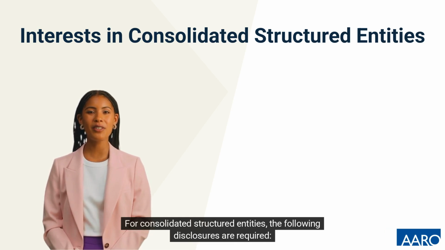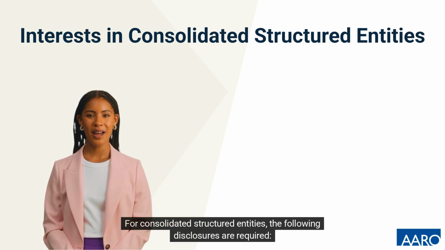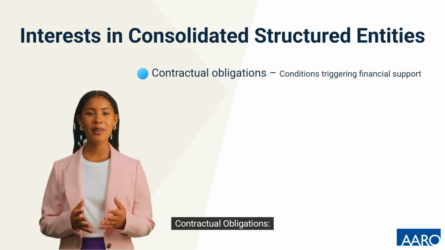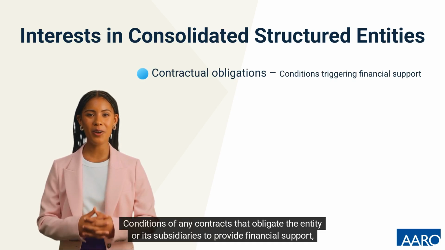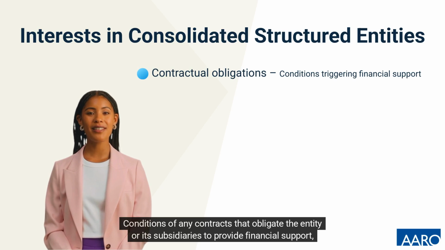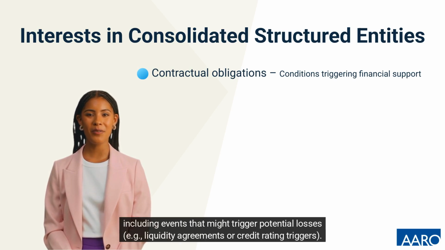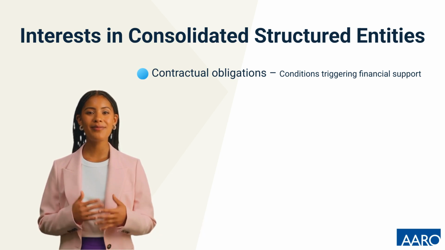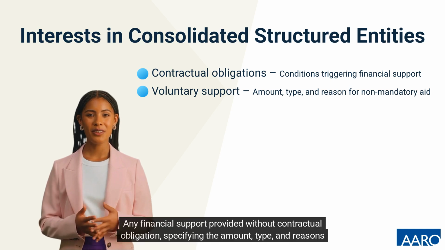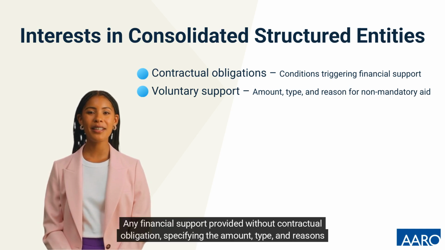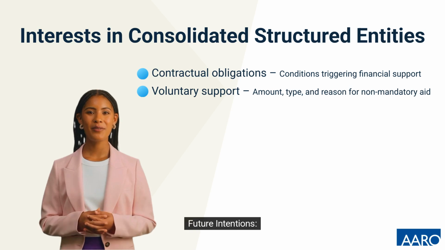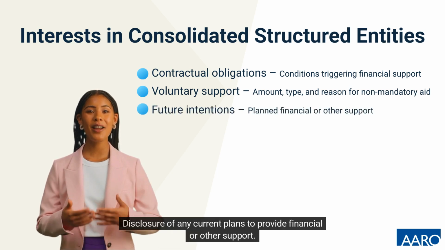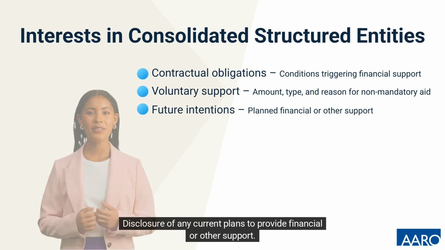For consolidated structured entities, the following disclosures are required. 1. Contractual obligations. Conditions of any contracts that obligate the entity or its subsidiaries to provide financial support, including events that might trigger potential losses. For example, liquidity agreements or credit rating triggers. 2. Voluntary support. Any financial support provided without contractual obligation, specifying the amount, type, and reasons for providing the support. 3. Future intentions. Disclosure of any current plans to provide financial or other support.